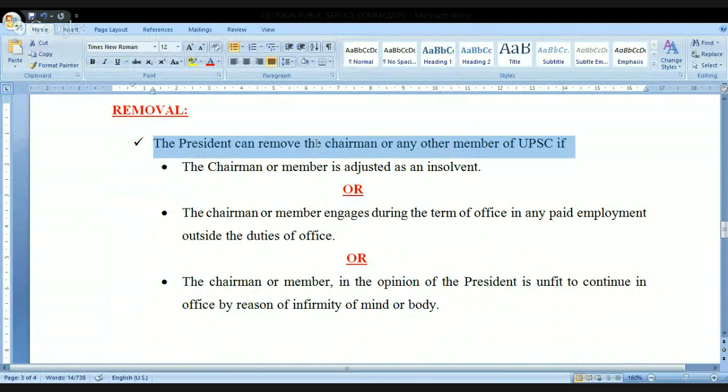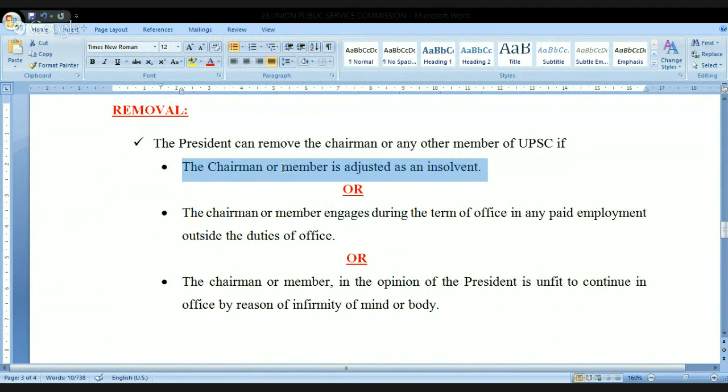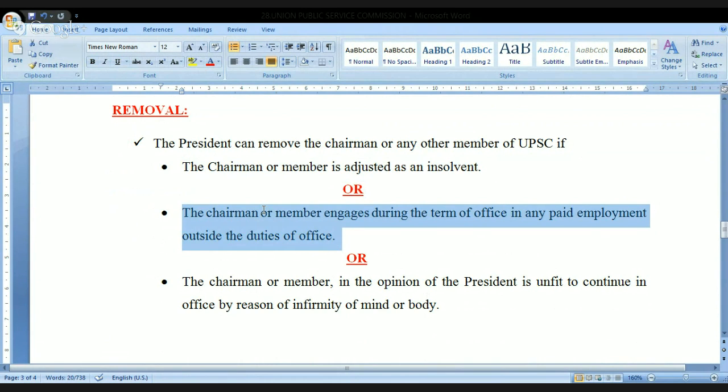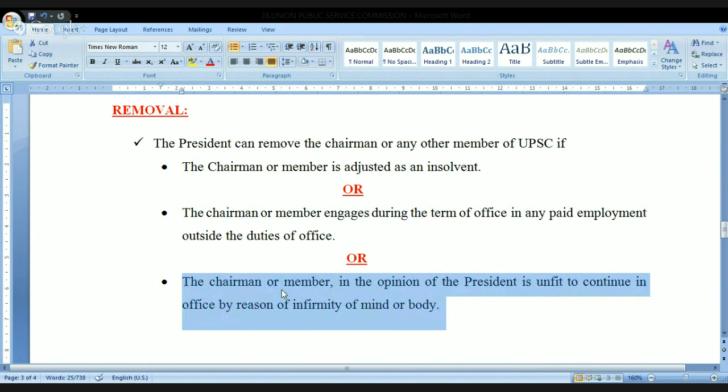Look at this. The President can remove the chairman or any other member of UPSC if the chairman or other member is adjudged an insolvent, or engages during the term of office in any paid employment outside the duties of the office. So his job should be completely and totally to the government of India, and if he tries to engage himself in any other paid employment, that is not at all permitted. Or the chairman or member, in the opinion of the President of India, is unfit to continue in office by reason of infirmity of mind or body.